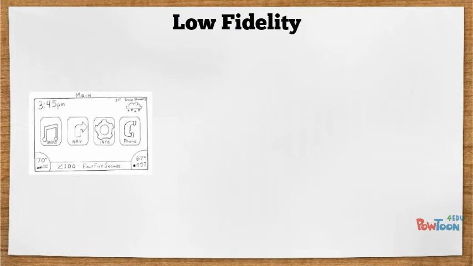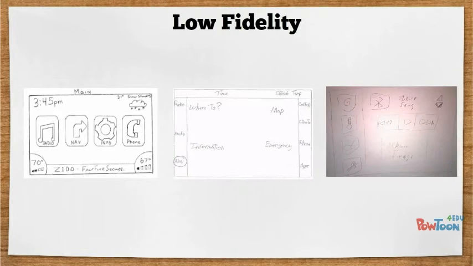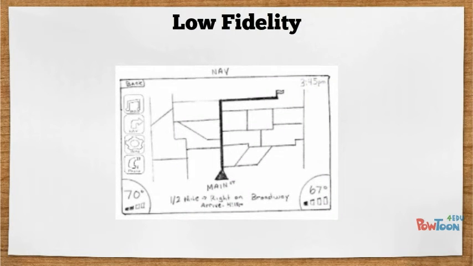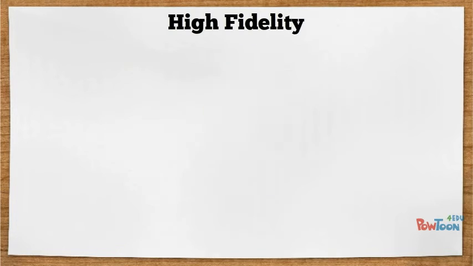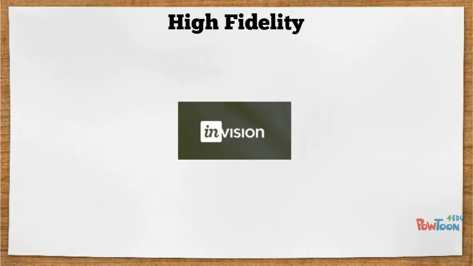The next step was to create a low-fidelity prototype. Each member of the team created their own independent design, and the best elements were chosen and combined into the final interface. Using this low-fidelity prototype as a guide, a high-fidelity prototype was created in Photoshop and then uploaded to InVision. Hotspots were then added to allow a user to click through the screens.